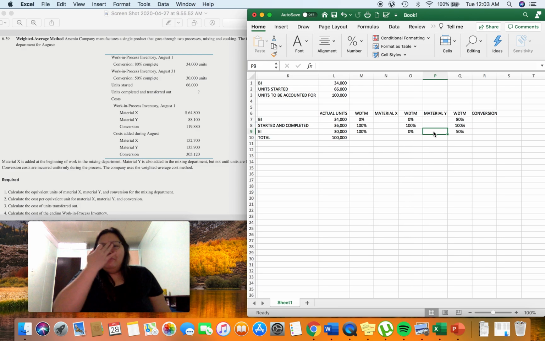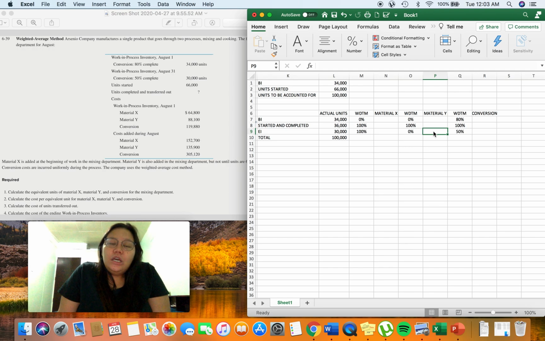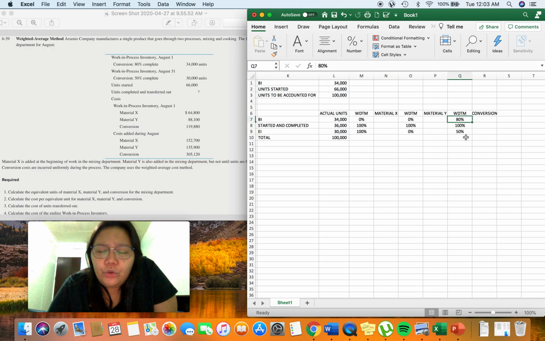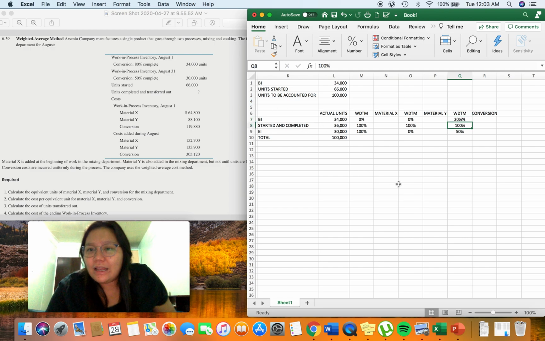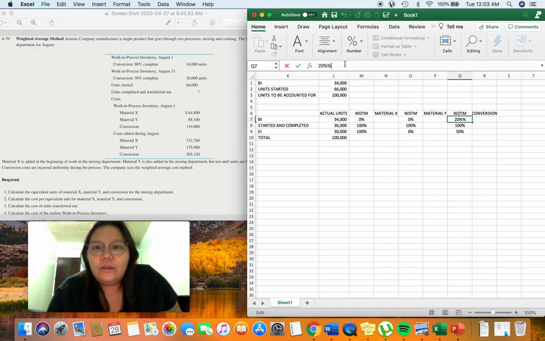Kunwari, ang sabi sa problem, yung work in process natin, work in process inventory as of August 1, 80% incomplete as to conversion. Oh. Pag sinabing 80% incomplete, ibig sabihin yun pa yung kulang para maging completed unit siya. So, ano mangyayari dyan? Yung work done this month natin for conversion will be what? 80% incomplete. Teka, parang mali ako. 80% complete to. So, sorry. This is 20% na lang pala. Yan. Mali. Ulit. 80% na yung nakompleto mo last month.